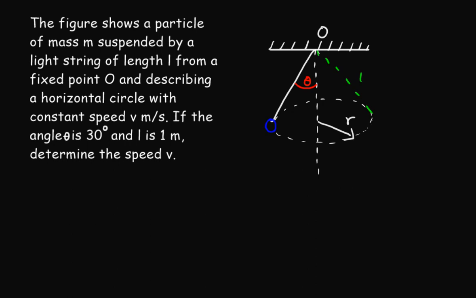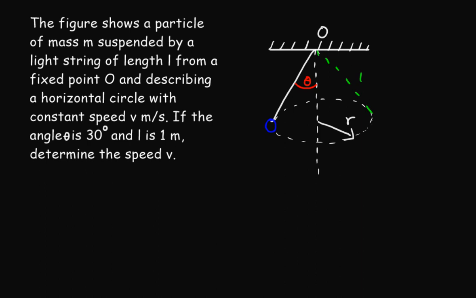In this lesson, we are going to solve the question I have on the screen. The question says that the figure shows a particle of mass m suspended by a light string of length L from a fixed point O and describing a horizontal circle with constant speed v meters per second. If the angle theta is 30 degrees and L is 1 meter, determine the speed v.